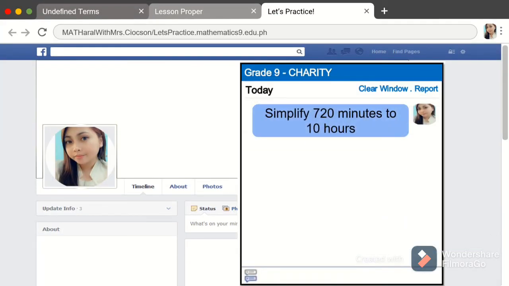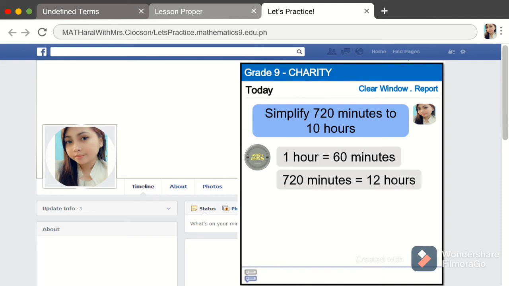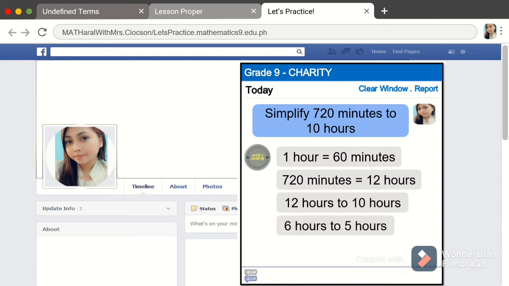Simplify 720 minutes to 10 hours. Remember that 1 hour is equal to 60 minutes. That means 720 minutes is equal to 12 hours. So we have 12 hours to 10 hours. That will be 6 hours to 5 hours, or 6 is to 5, because 12 and 10 are divisible by 2. So 12 divided by 2 we get 6. 10 divided by 2 we get 5. Excellent.